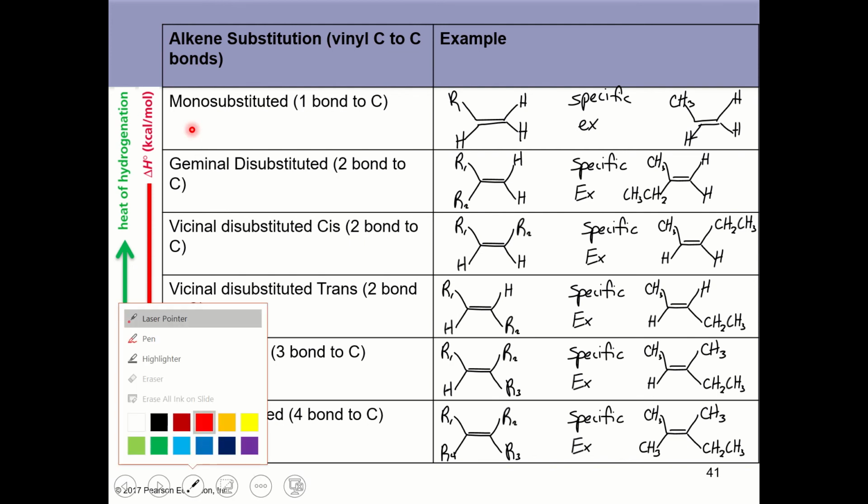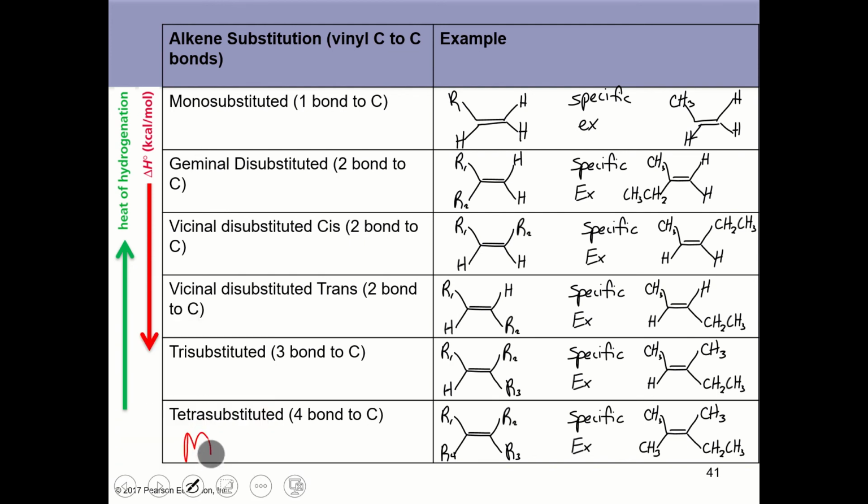So we can add that into the chart. More stable as we get more substituted, less stable as we become less substituted. And you will probably be asked to rank these in order of stability, and you might either just be asked to rank them as stable or from least stable to most stable. You might be given the heat of hydrogenation and asked to rank them in order of stability based on heat of hydrogenation, or you might be given enthalpy and asked to rank them for stability based on the enthalpy.